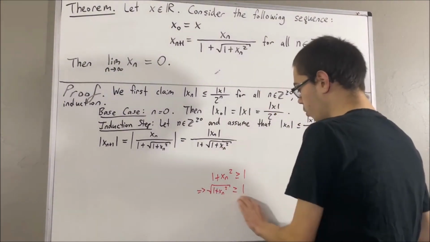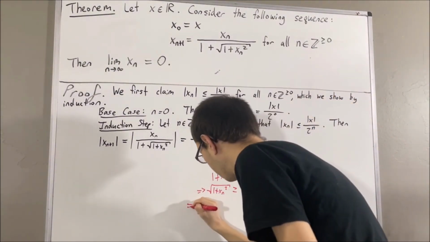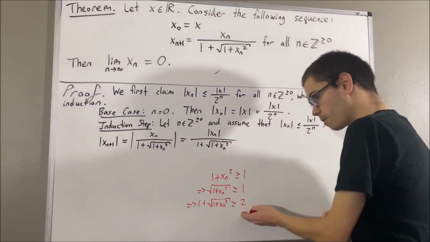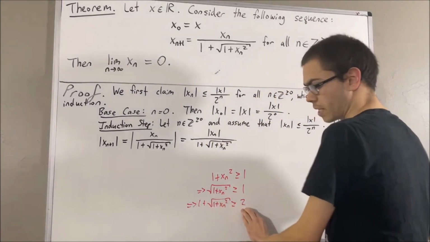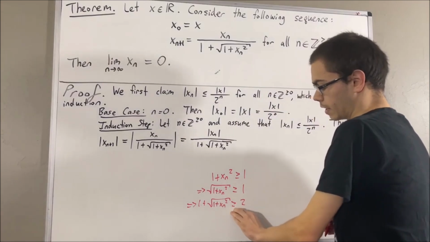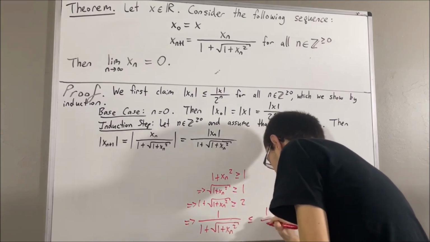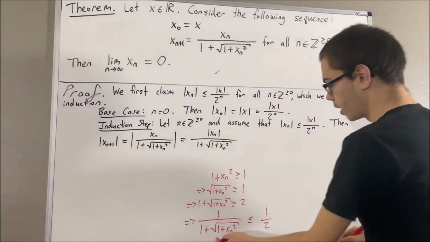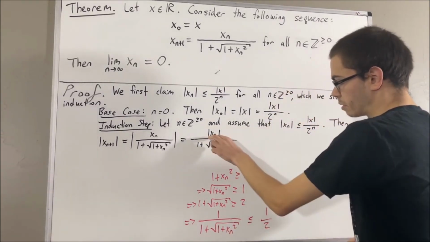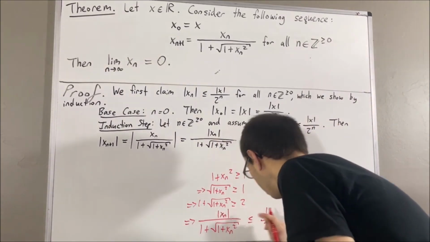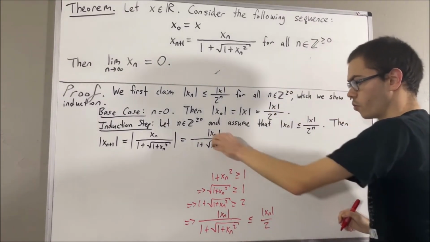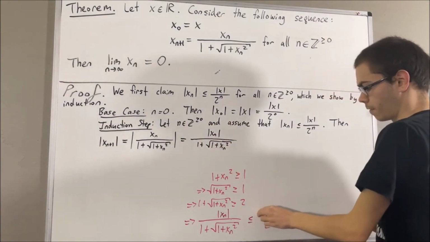If we add 1 on both sides of this inequality, we get this. But then if we take the reciprocal of both sides of this inequality, the sign of the inequality will be flipped. So we get this. But then if we multiply both sides of this inequality by absolute value of x_n, we get this. So this is less than or equal to absolute value of x_n over 2.